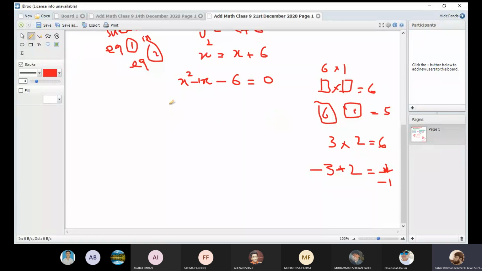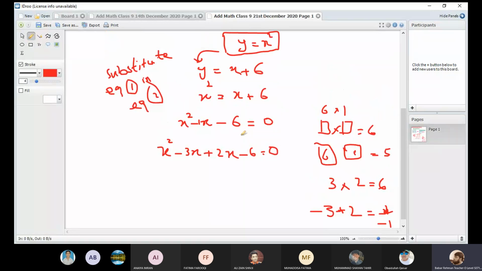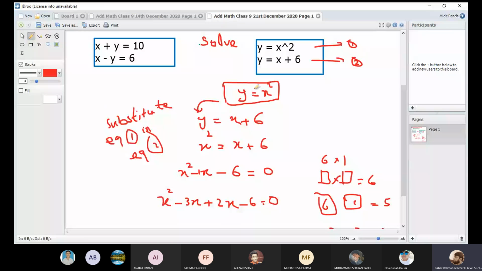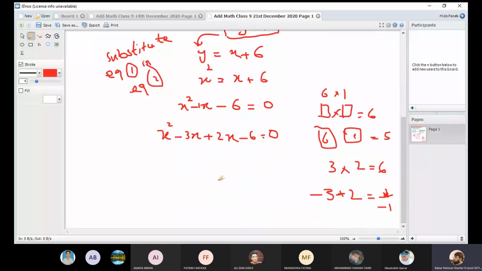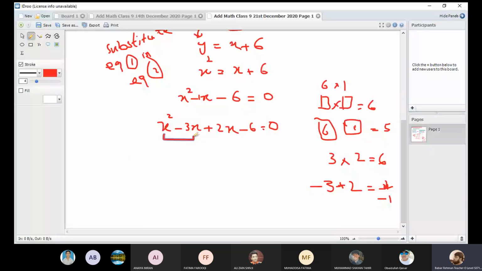So now you can factorize x square minus 3x plus 2x. That is the thing you have learned before. The basic concept was substituting the linear equation into the quadratic equation, so that it becomes a quadratic equation as well. Okay, what is the common factor now? Can anybody tell me? X is common. Okay, very good.